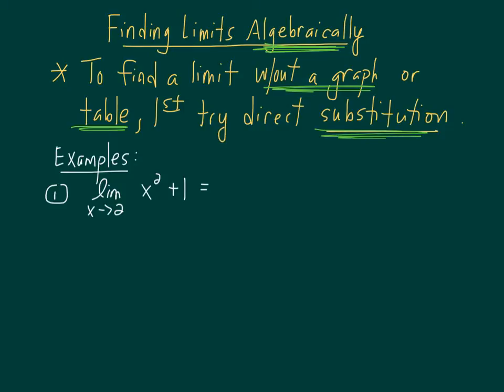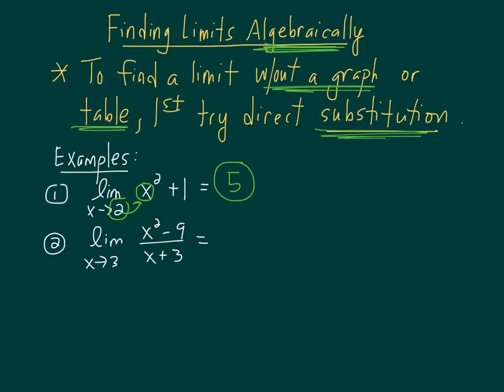If we're trying to find, for example, the limit of the function x squared plus 1 as x approaches 2, you're simply going to take this 2 and drop it in wherever you see an x. If we do that in this situation, we get a nice clean easy answer of 5. It's that easy. You're done. Let's look at another one.